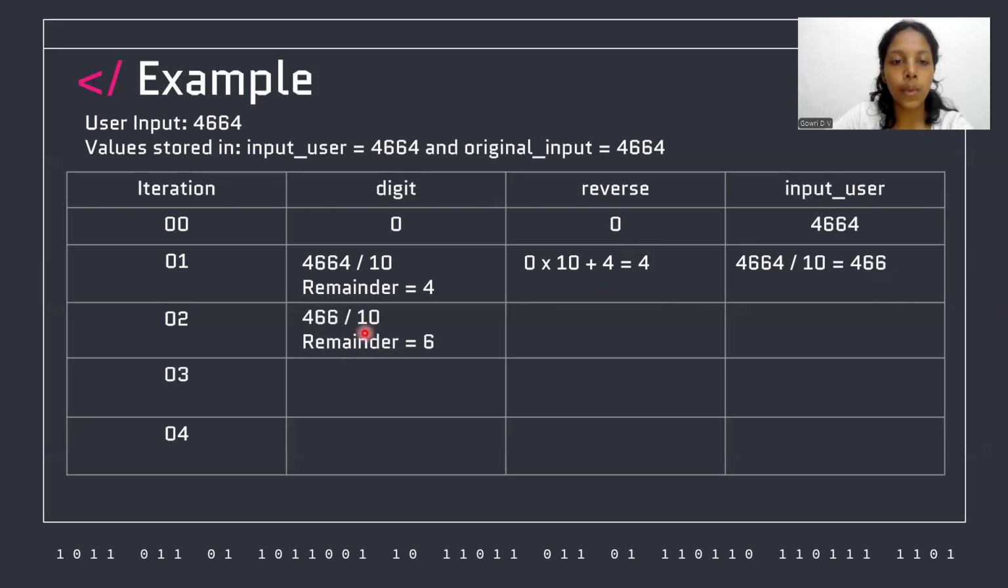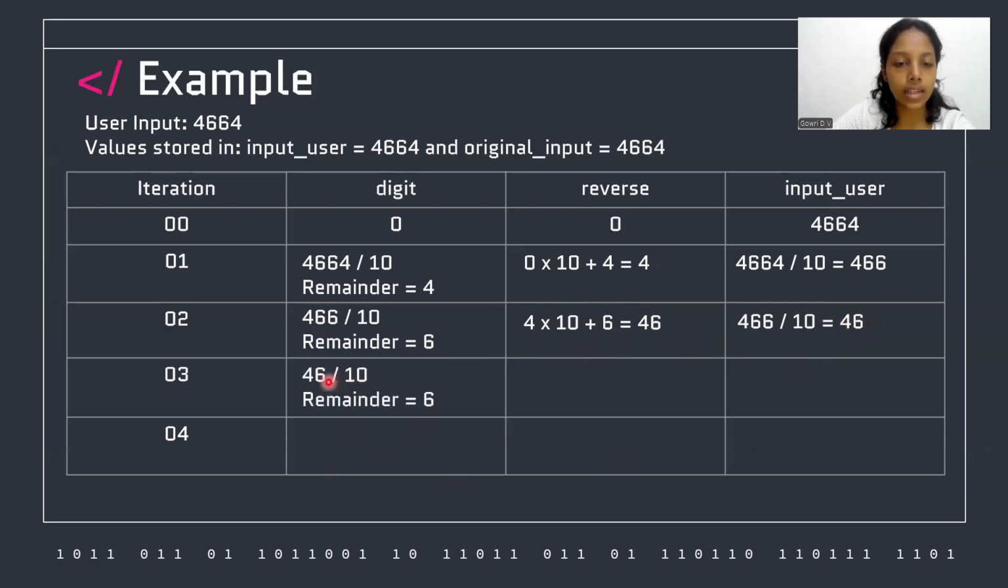Upon doing so, we extract the next digit from the number, which is 6. Then we modify the previously held value of reverse from 4 to 46 by this step. So essentially multiplying by 10 accommodates for adding the newly extracted digit. Then we modify input_user by dividing by 10. Again, 46 is not equal to 0, so we can repeat the steps again.